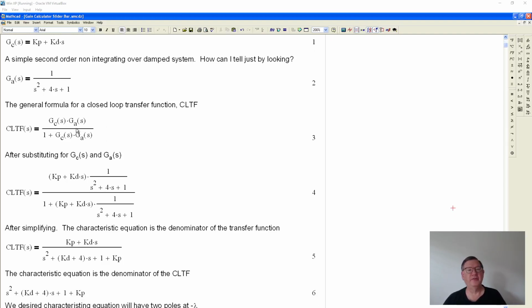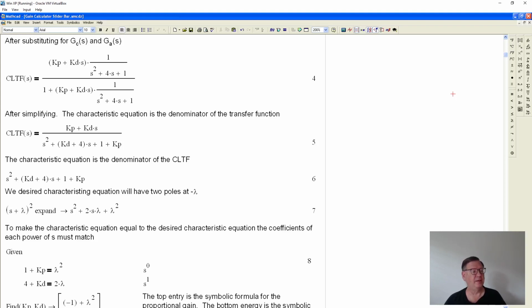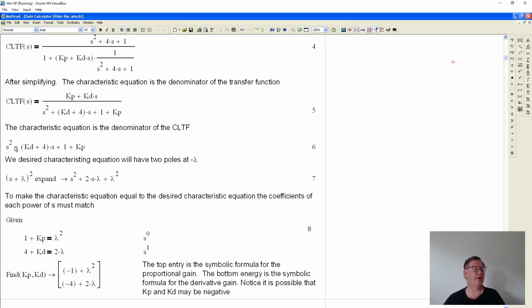This is the closed loop transfer function, the generic form. And then after we do the substitutions of GC and GA into this equation, we get this. And after we simplify it, we get the closed loop transfer function just as a simple fraction of two polynomials. And the goal is to place the poles. We're going to do this slightly different than what we did in the previous video where we just calculated KD. So this is the actual transfer function.